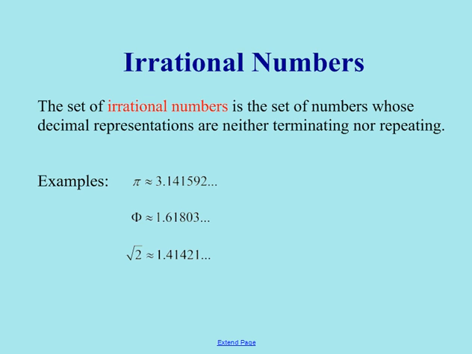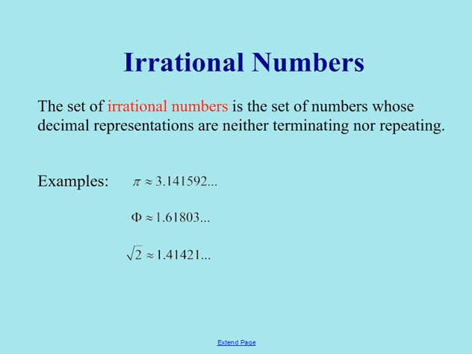So they can all be written in fraction form. Now the other part of the real numbers is the irrational numbers. The set of irrational numbers is the set of numbers whose decimal representations are neither terminating nor repeating. So we've talked about this, pi being the most popular irrational number. It's never terminating, never repeating. The number phi, which we're going to take a closer look at in the coming week, is also an irrational number, non-terminating, non-repeating.